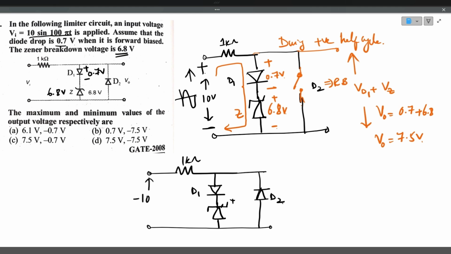So input will be minus 10 volts during the negative half cycle. So this is minus and this is plus. Zener diode will be forward biased, but D1 is reverse biased. Here diode D1 will be reverse biased, acts like an open switch. So there won't be any current flow through the Zener diode.